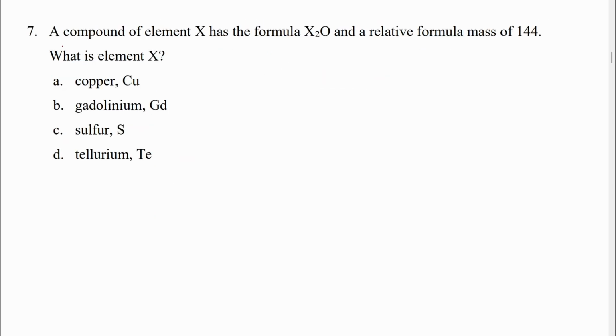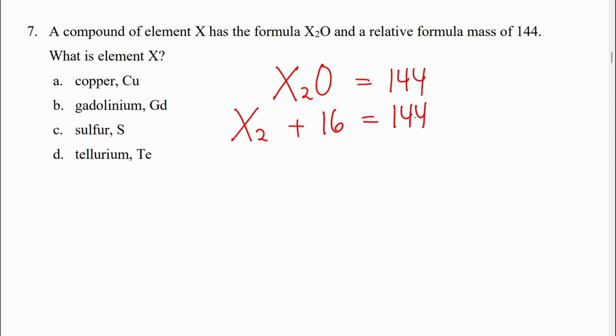Next question. A compound of element X has the formula X2O and a relative formula mass of 144. What is the element X? Okay, so we have X2O equals 144. So X2 in here means 2 times X, and then plus oxygen. What is the mass of oxygen? 16, right? So equals 144. So X2 here equals 144 minus 16.